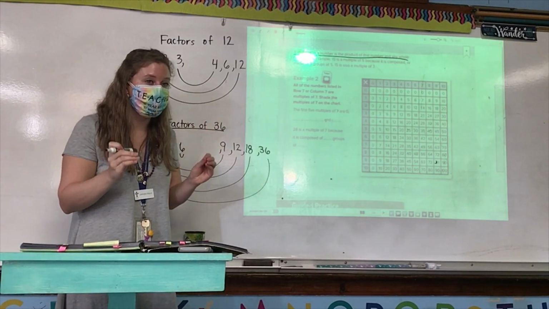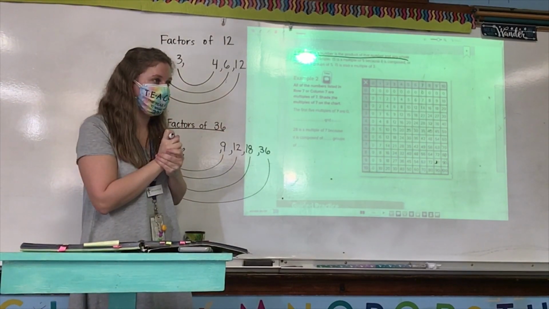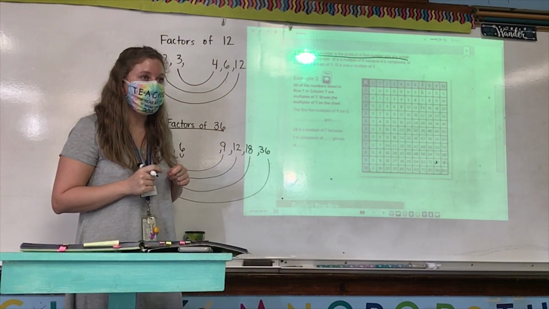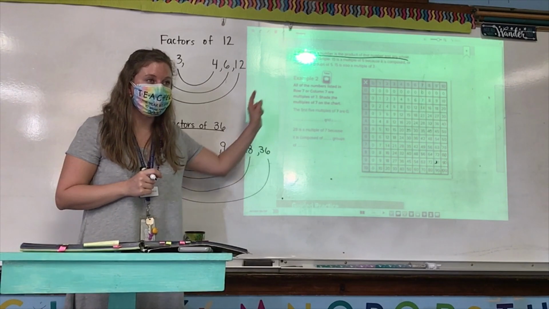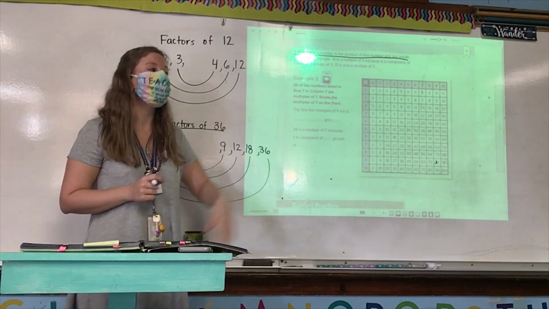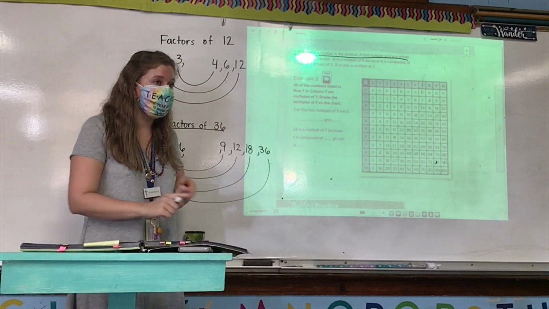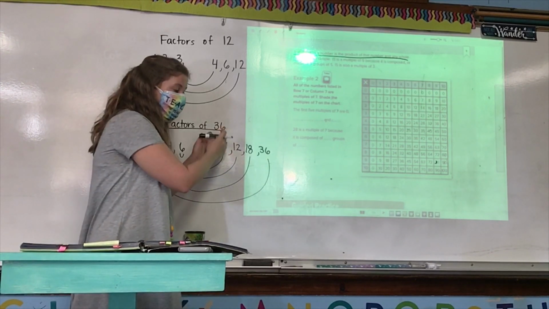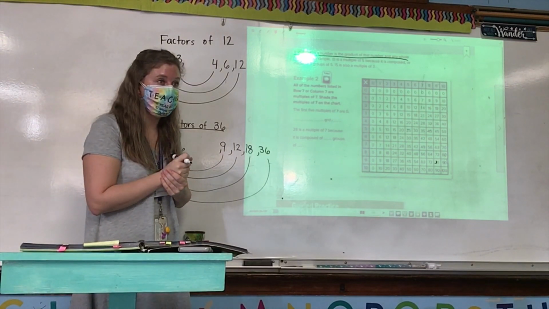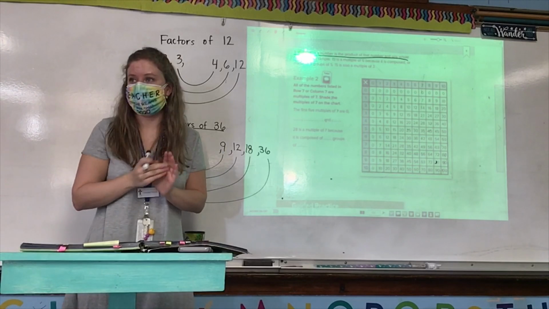So make sure that you are paying attention to which word it's asking for, because I've seen this every single year. The question will ask for factors and somebody will list the multiples. Or the question will ask for the multiples and somebody will list the factors. So make sure that you are paying attention. The factors of a number are the numbers you multiply together to get that number. The multiples are the product of using that number multiplied by anything else.